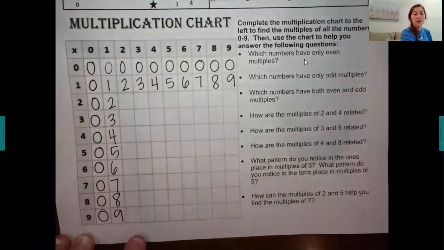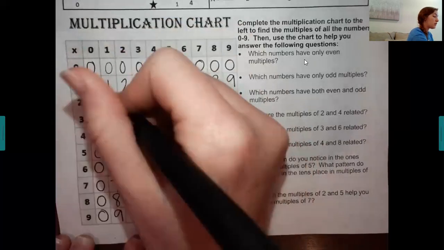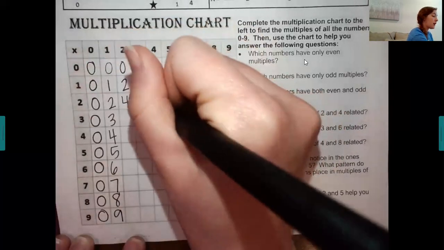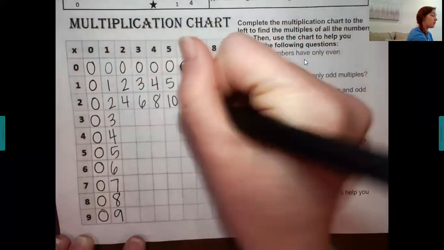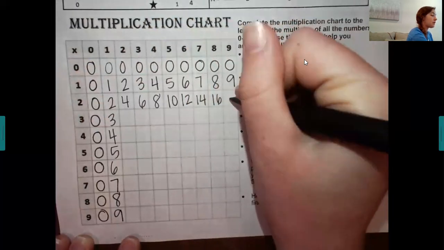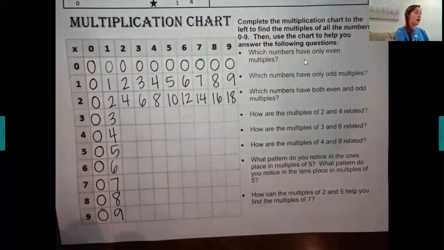And so I'm going to keep going for each of the multiples until I have it all filled in. So if I do my 2's, 2 times 2 is 4, 2 times 3 is 6, 2 times 4 is 8, 2 times 5 is 10, 2 times 6 is 12, 2 times 7 is 14, 2 times 8 is 16, and then 2 times 9 is 18. And if I went down, I would fill in the same thing.